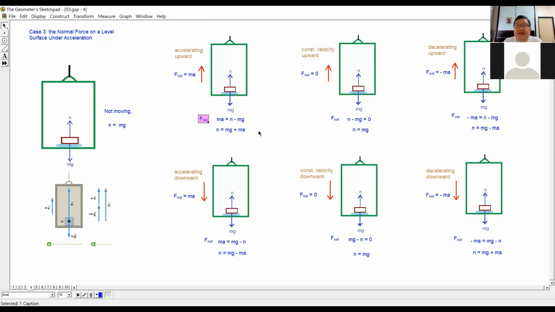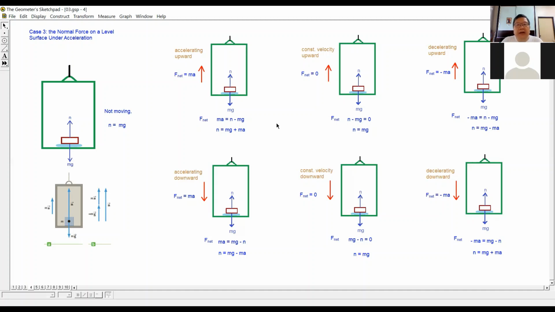So let's say you go inside a lift, and when you press the button to ask the lift to go up, at the start you can feel that you are heavier, right? It is because of the bigger normal reaction. You feel that your feet are pressing more against the floor of the lift, because that normal reaction is the weight plus the mass times acceleration.